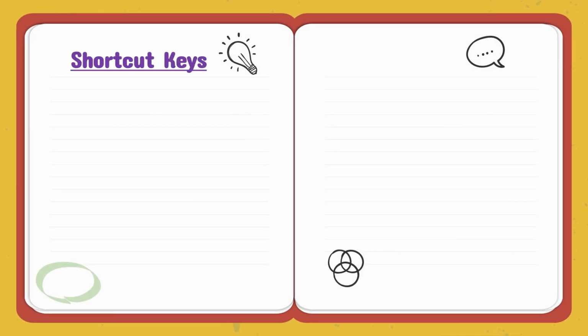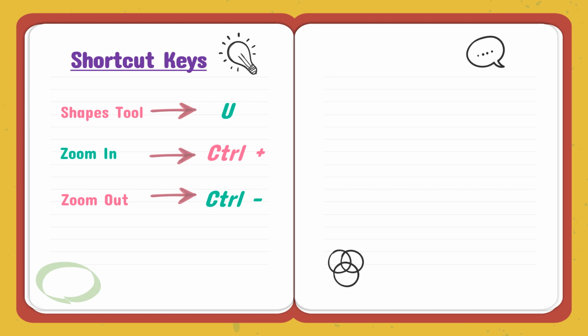Shapes tool. Shapes tool shortcut key is U. Zoom in. You want to magnify the image. You just press Ctrl and plus sign on the keyboard. Zoom out. Ctrl minus, opposite to the zoom in.